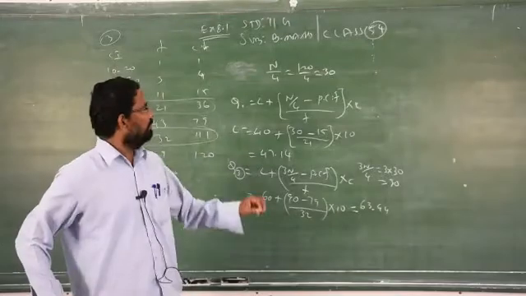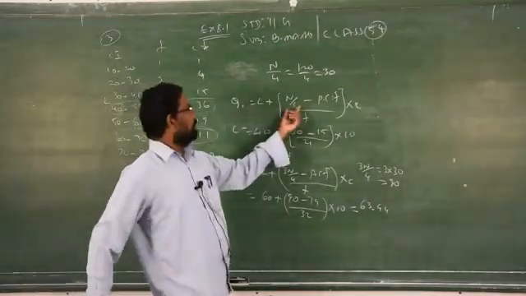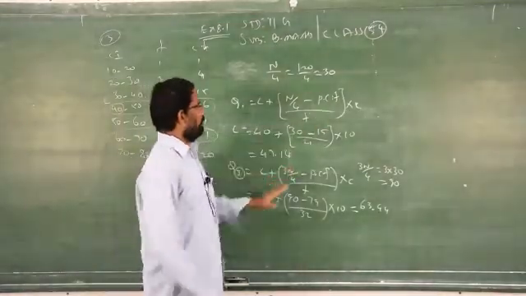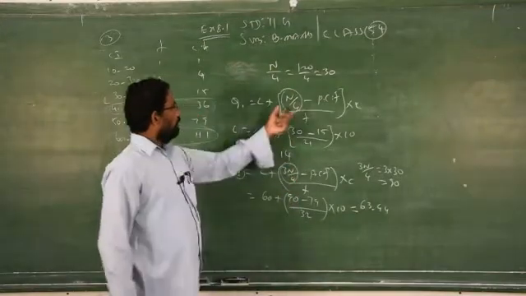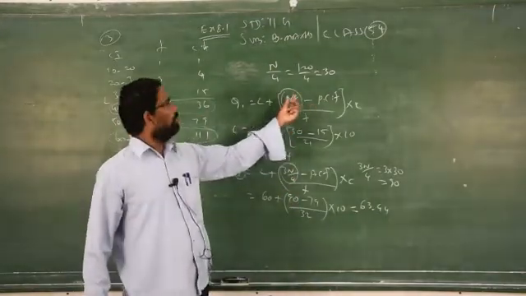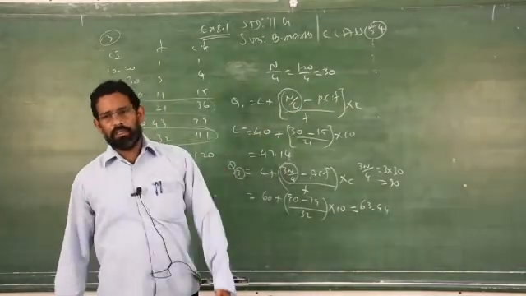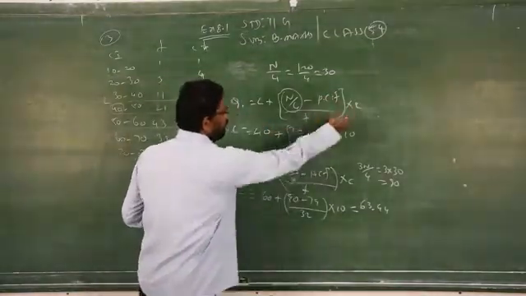Decile means you have to replace this 4 by what? 10. If it is percentile, you have to replace this 4 by how much? 100. That's the difference. There is no change in the formula. Only in the place of n by 4, you have to write n by 10 or n by 100 depending upon the question. Clear? So there won't be any change in the remaining part of the formula.